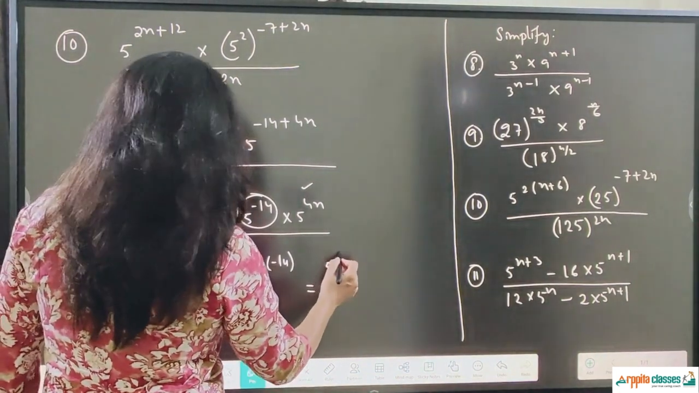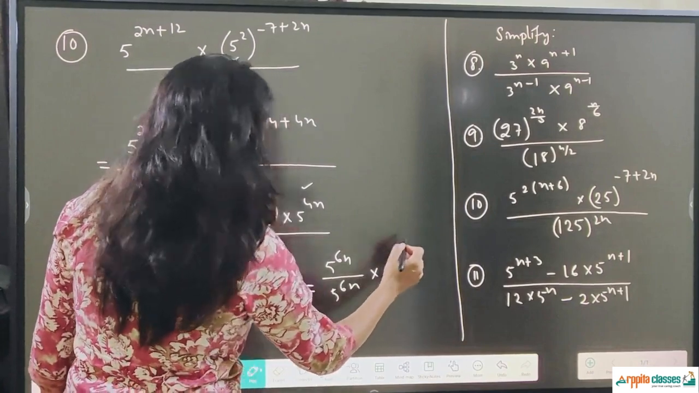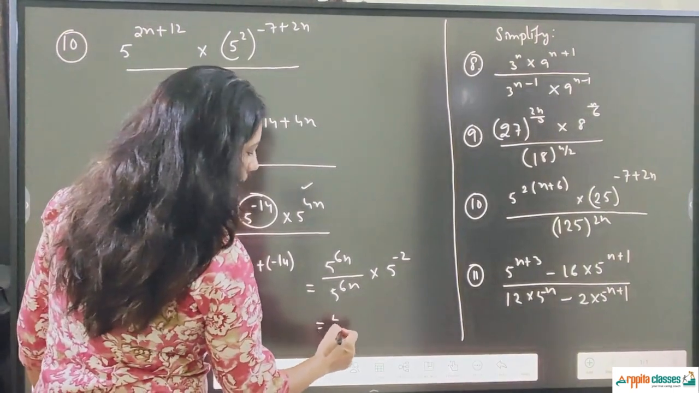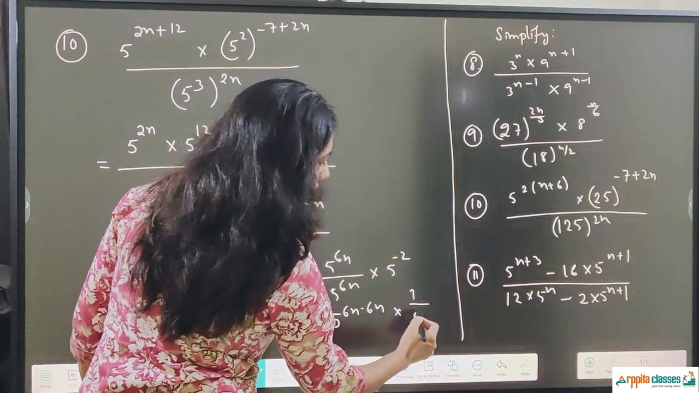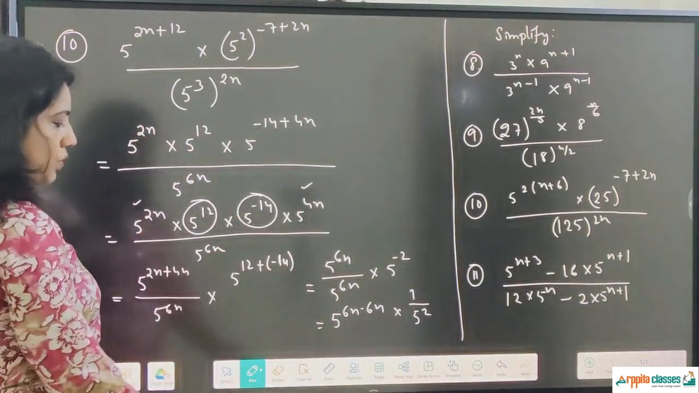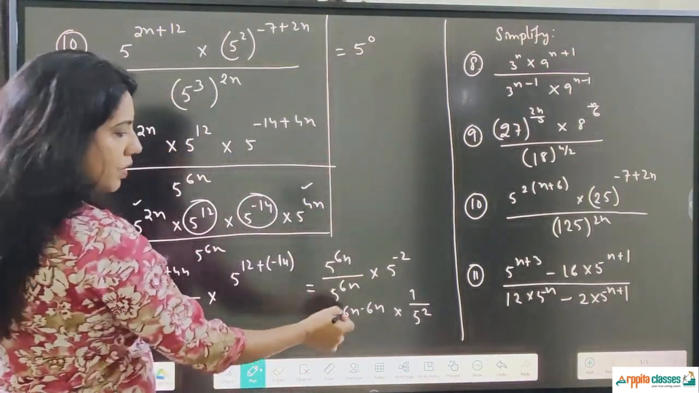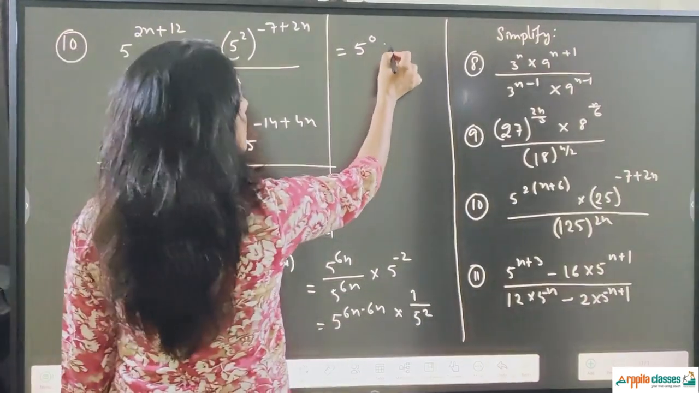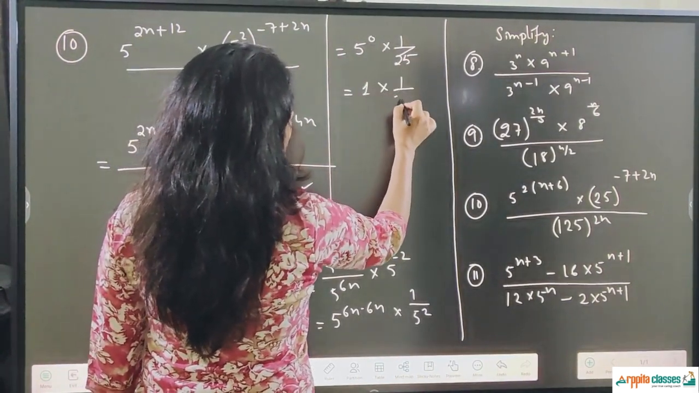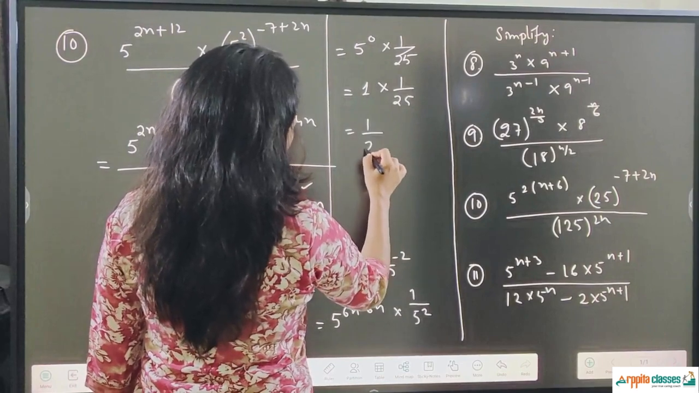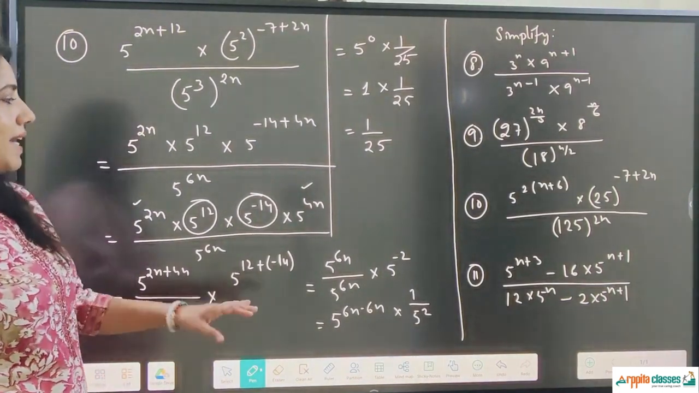So here we are getting 5 to the power 6n divided by 5 to the power 6n, into 5 to the power minus 2. Now again, bases are the same, so powers can be subtracted, and this I will make positive, so I'll take it down. So I'm getting 5 to the power 0 and divided by 5 square, that is 1 upon 25. Anything to the power 0 is 1, so 1 into 1 upon 25, so the answer is 1 upon 25 for the 10th sum. Okay, I hope everybody is understanding.